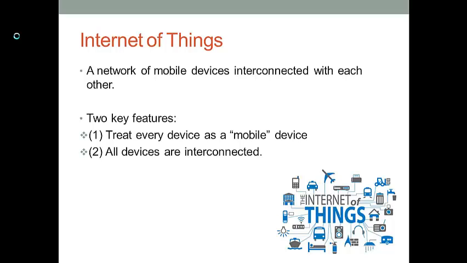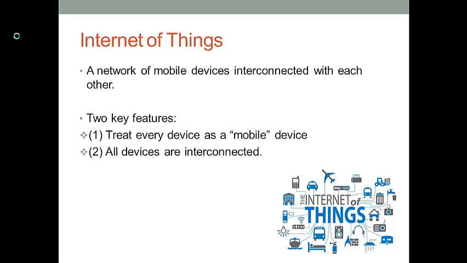First, let's talk about what is IoT. Simply speaking, an IoT system refers to a network consisting of mobile devices that are interrelated to each other. This definition gives us two very important key features of the IoT system.